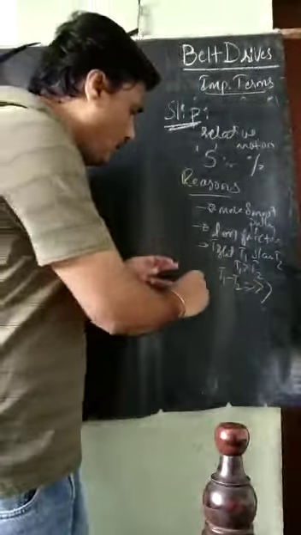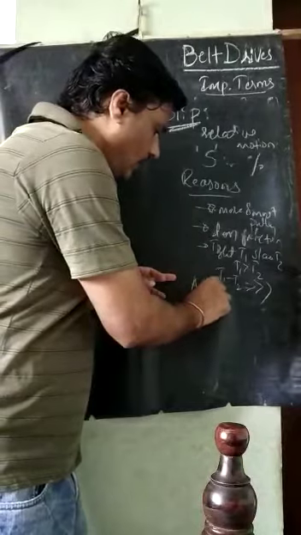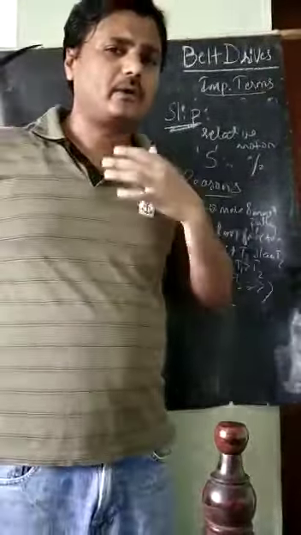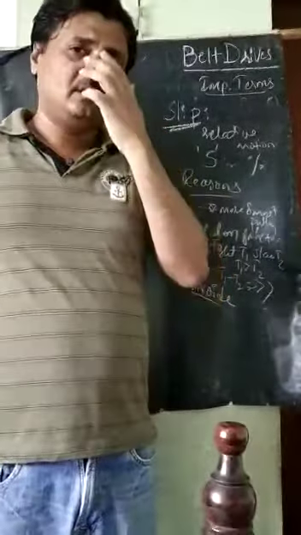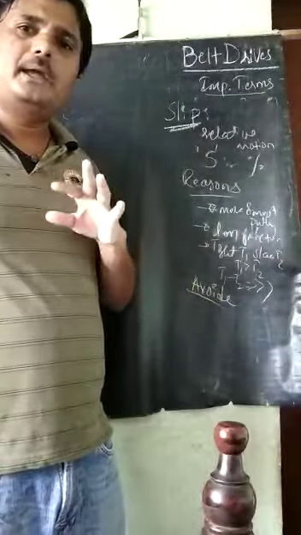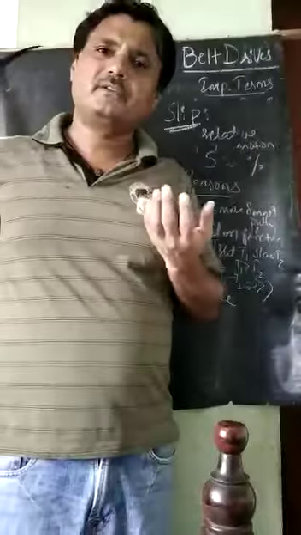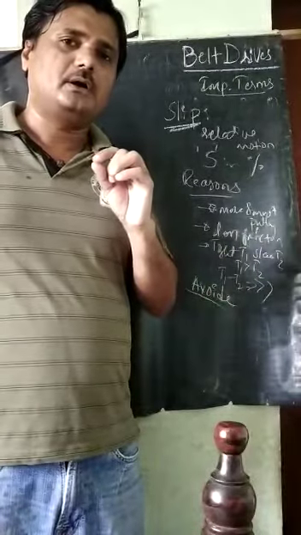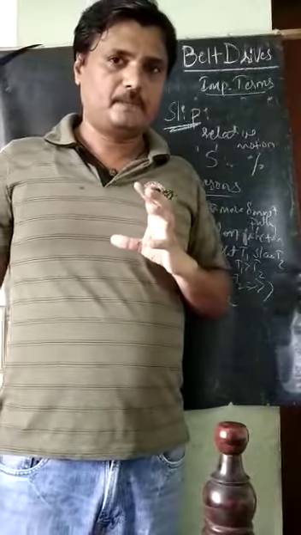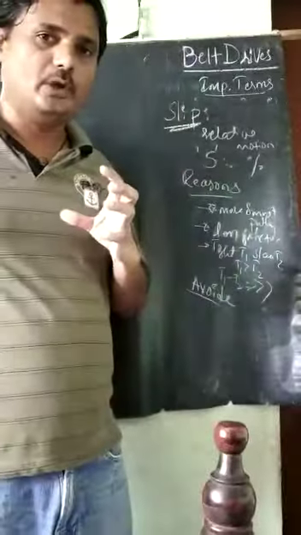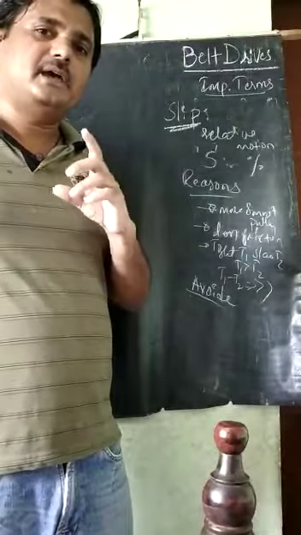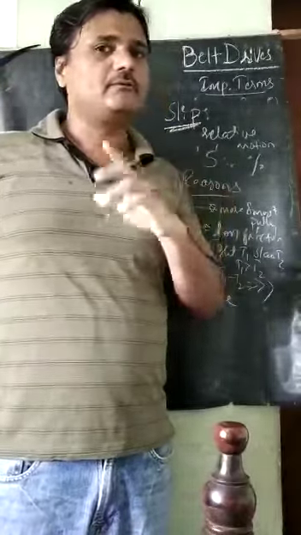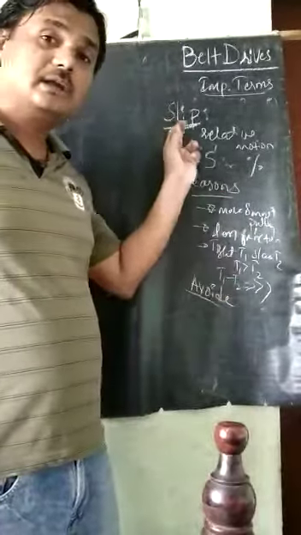Next is how to avoid this slip, that is, how we can reduce it. One way is by replacing the belt. Another is to use jockey pulleys as an additional pulley. By that we can increase the frictional grip between the belt and the pulleys, and therefore decrease the slip.